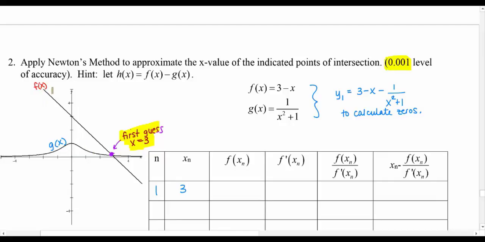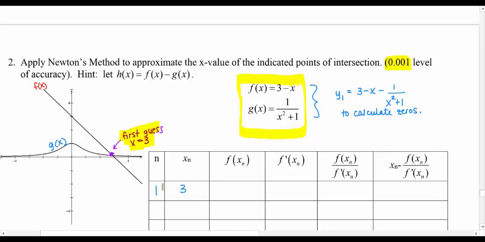I did label the line, because here are your functions. I labeled the line f of x, and that curve there that we'll study a decent amount throughout calculus, g of x, because that's 1 over x squared plus 1. So it appears my first guess is going to be a 3.